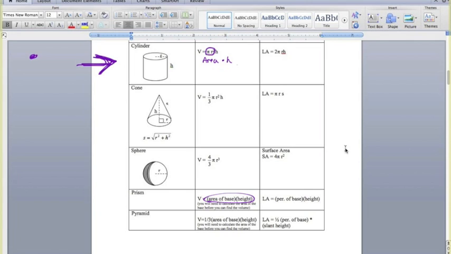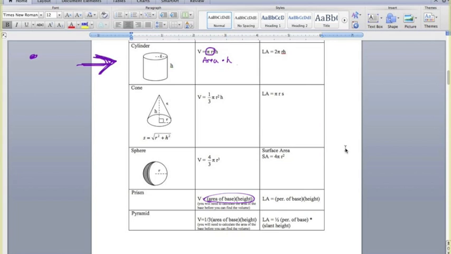Lateral area does not need to be memorized, but I like to show where it comes from because it's kind of a cool thing. So if I have a cylinder, and lateral area, remember, we're only thinking about the areas of the sides, not the top and the bottom. So I'm not thinking about the circles on the top and bottom, not the cap or the bottom of this cylinder, but just the sides of it.